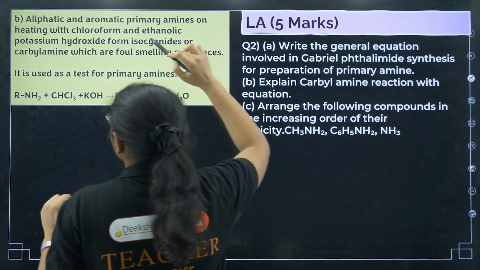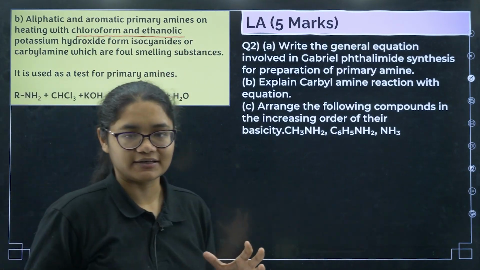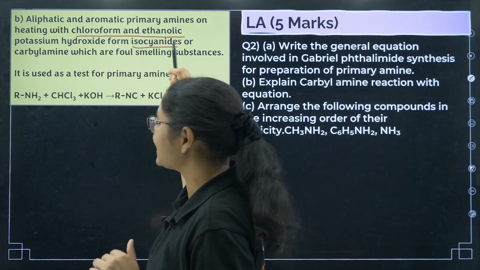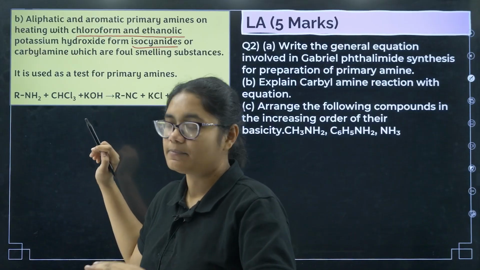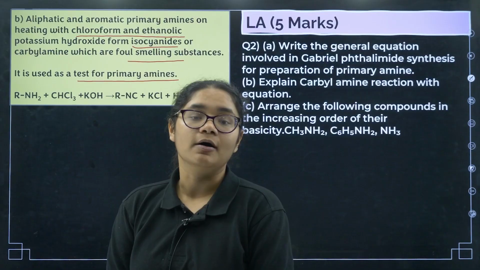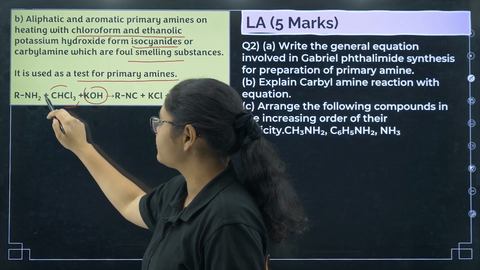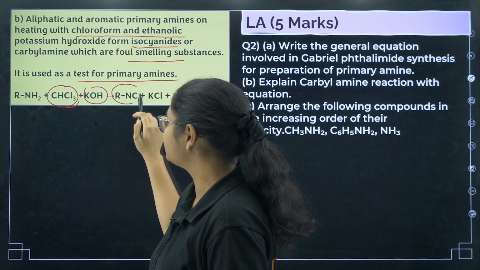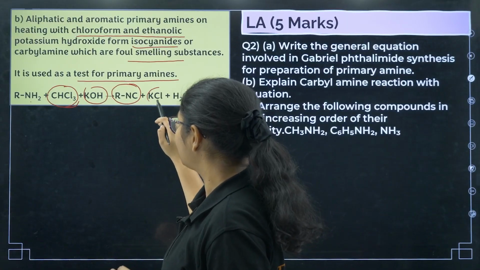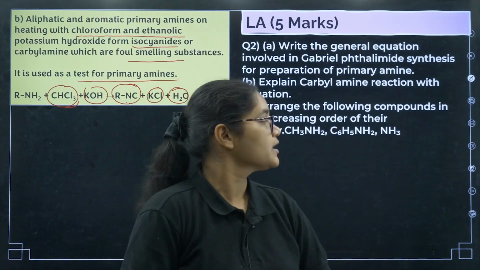Okay, so you can see here aliphatic and aromatic primary amines on heating with chloroform and ethanolic KOH, that is CHCl3 and alcoholic KOH, form isocyanide, that is RNC, and this isocyanide has a foul smell and it is used as a test for your primary amines. So you can see RNH2 plus CHCl3 plus KOH. Okay, these will convert this one to RNC, which is your isocyanide, and this gives you a foul smell. Then you have byproducts KCl and water. So that is not important, but this is your carbylamine reaction.